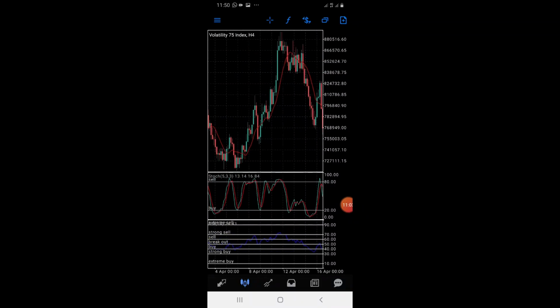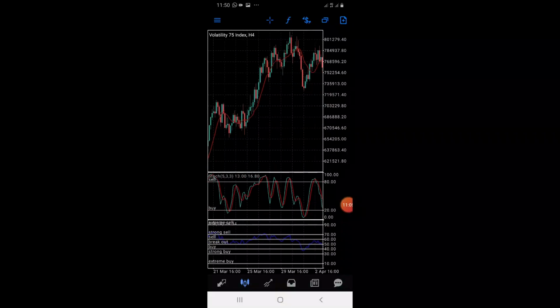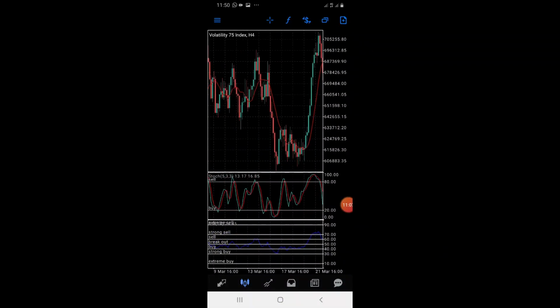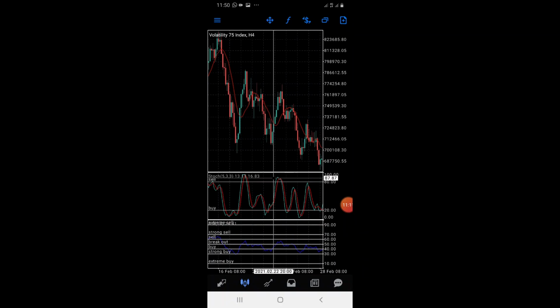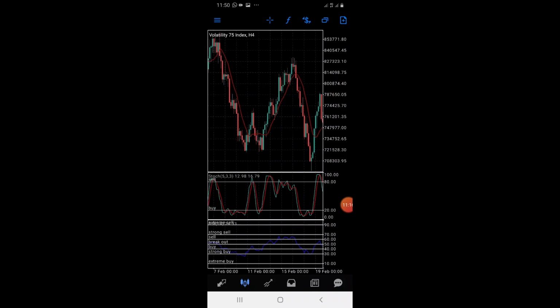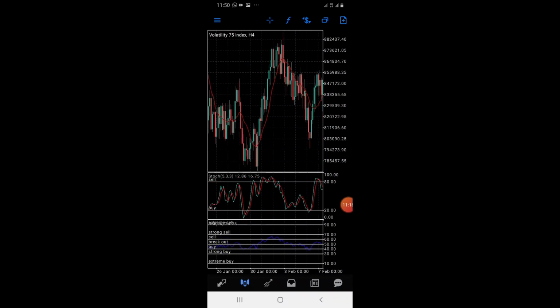Another M formed. So this is for V75, right? We have another M structure here, a tiny M, and as you can see, the market will then follow. We had another M here. We're in a sell region. Can you see how much it dropped?